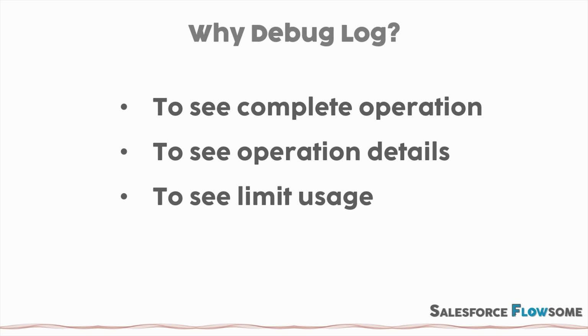The third is to understand the usage of each limit. In Flow Debugger, you can only see the usage for each step, but not the total. But you can easily track the total usage in the debug logs. This helps you study the governance limits more efficiently.